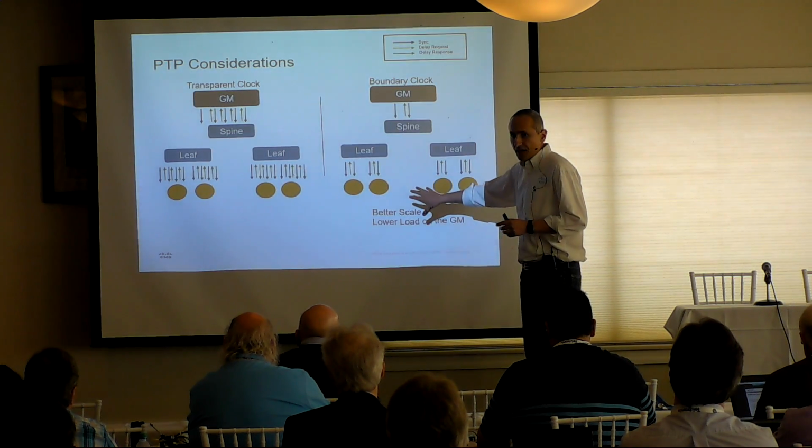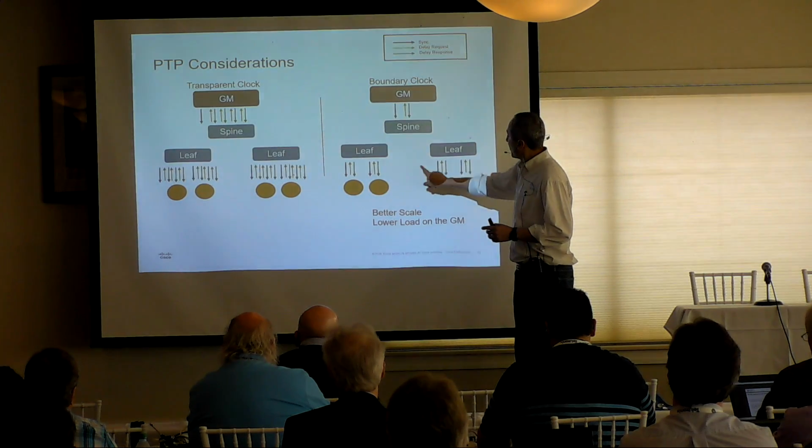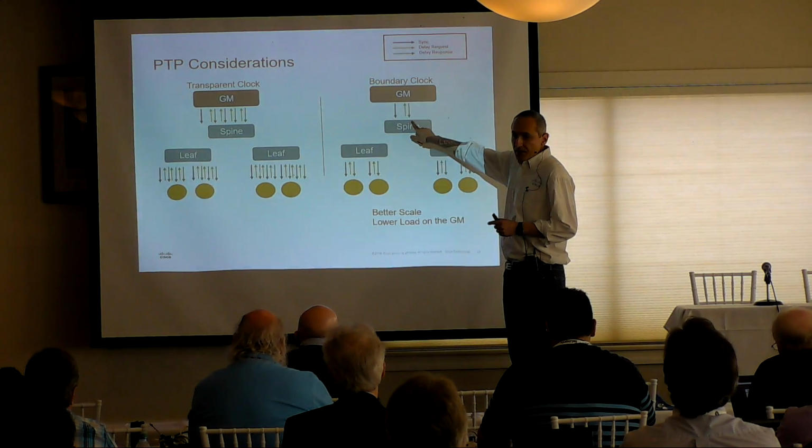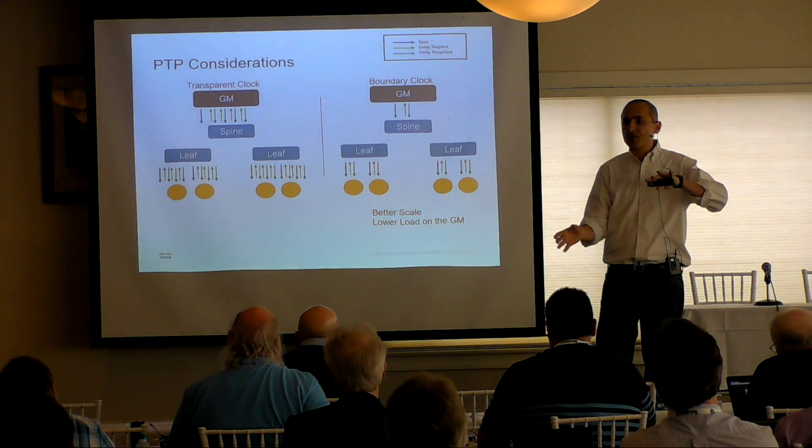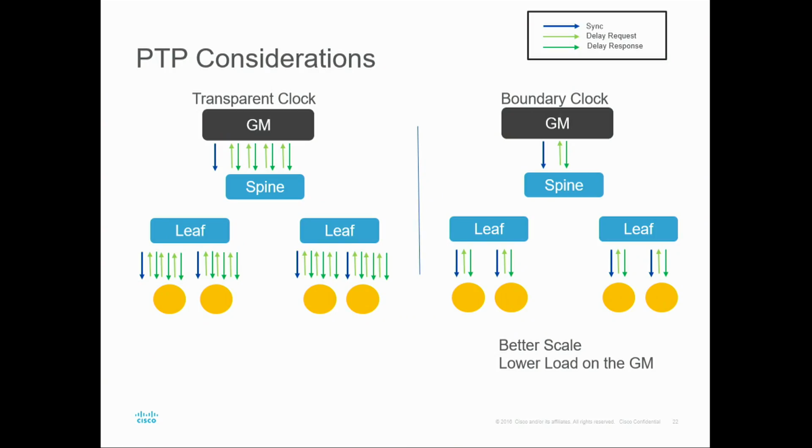Boundary clock, on the other hand, all the endpoints, look how many messages go to the grandmaster. Doesn't matter. Again, just the way boundary clock versus transparent clock is built in the fabric. So recommendation, if you have switches that are capable of doing it, do boundary clock.